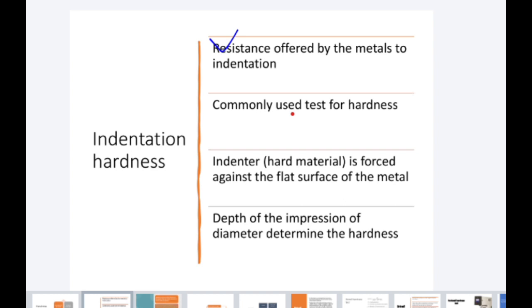So in this, what we do, as I told you in the lab, is take an indenter, which is a hard material, usually diamond, and that is forced into the surface of the metal. Then we see how much depth is there, how much indent is there. What is the diameter of the indent, or what is the depth of the indent? We measure that, and from that we have different formulas for different tests, or different tables that are also given in some cases, and we compare the value of the diameter or the depth of the indentation, and we can find the hardness number.